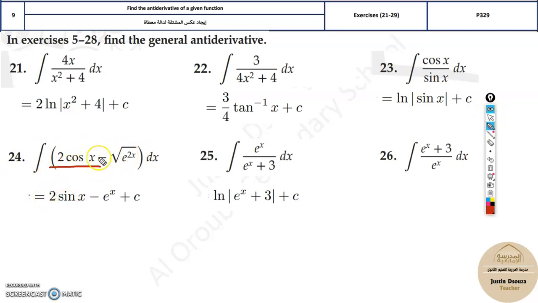This is 2 cos x, right? This will become 2 sin x. Very straightforward. Why cos derivative, integral, sorry. I'm sometimes interchanging the words. We are doing integral, but let me make it clear.